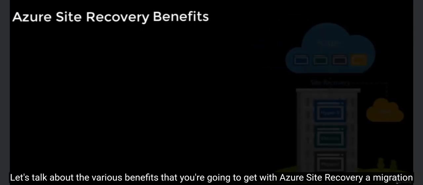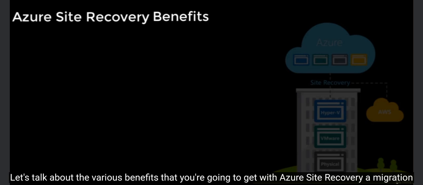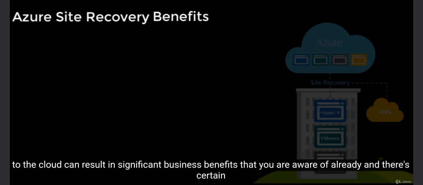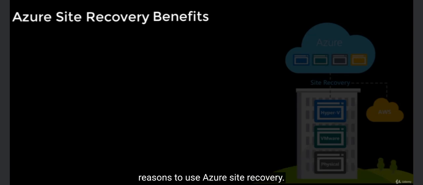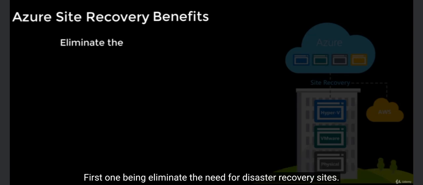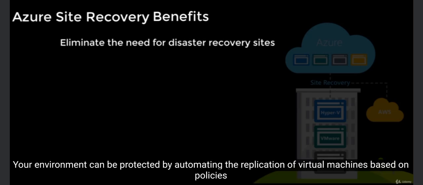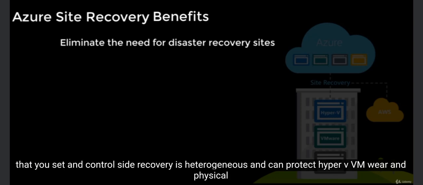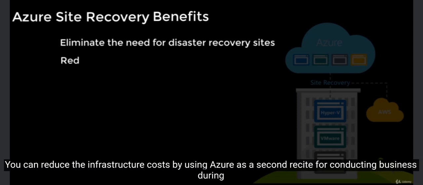Let's talk about the various benefits that you're going to get with Azure Site Recovery. A migration to the cloud can result in significant business benefits that you're aware of already. And there are certain reasons to use Azure Site Recovery. First one being eliminate the need for disaster recovery sites. Your environment can be protected by automating the replication of virtual machines based on policies that you set and control. Site Recovery is heterogeneous and can protect Hyper-V, VMware, and physical servers. You can reduce the infrastructure costs by using Azure as a secondary site for conducting business during outages.